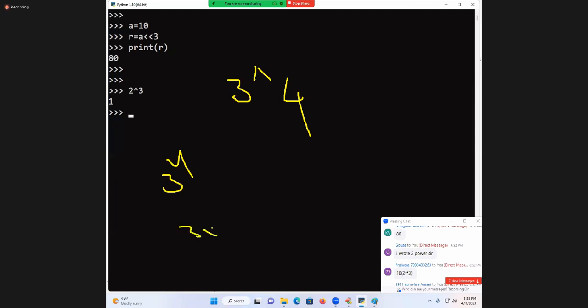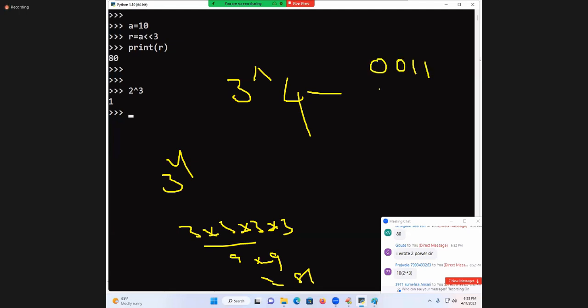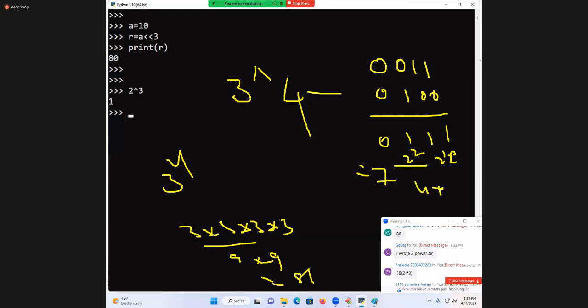He is thinking that 3 into 3, 3 into 3, 3 into 3. 3 into 3 is 9. 9 into 9 is called 81. He is thinking that. But what is this answer you see? 0, 0, 1, 1, 0, 1, 0, 0. What is the answer now? 1, 1, 1, 0, which is equal to 7. That is 2 to the power of 0, 2 to the power of 1, 2 square. 1 into 2 square, 4. 1 into 2 to the power of 1, 2. 1 into 2 to the power of 0 is 1, so the answer is 7.